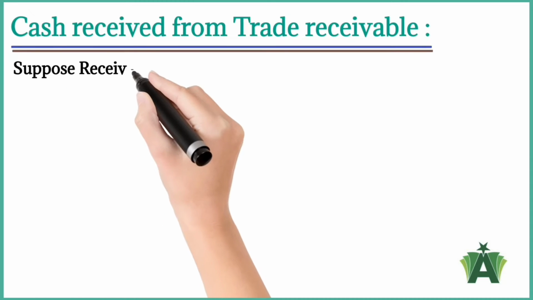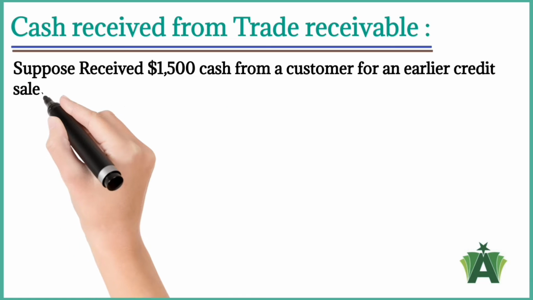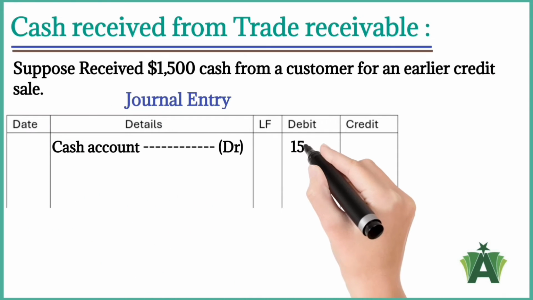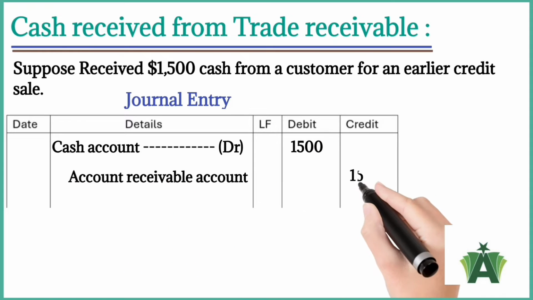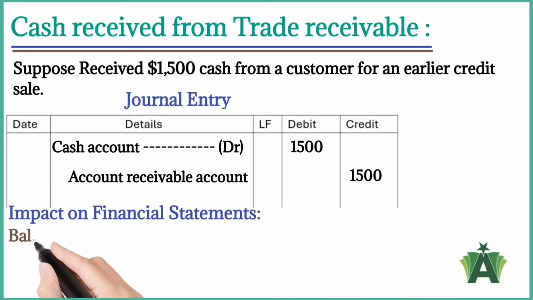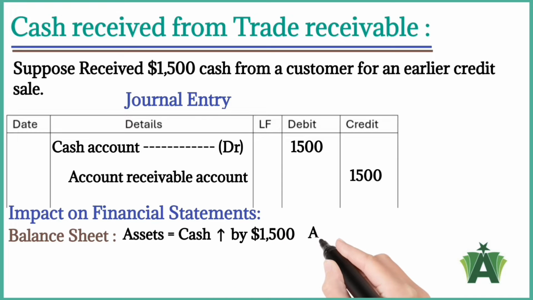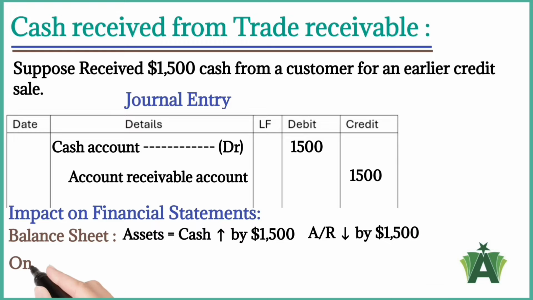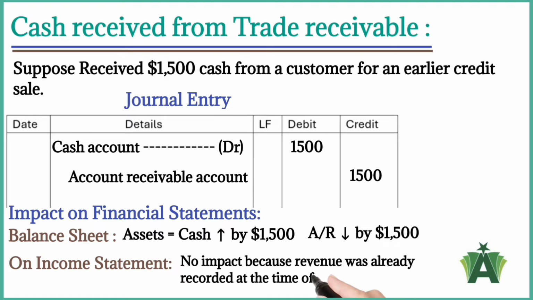Suppose received $1,500 cash from a customer for an earlier credit sale. The journal entry will be: cash account debit $1,500. Increases the cash balance. Accounts receivable account credit $1,500. Decreases accounts receivable. Impact on financial statements. On balance sheet, assets. Cash increases by $1,500. Accounts receivable decreases by $1,500. On income statement, no impact because revenue was already recorded at the time of the credit sale.